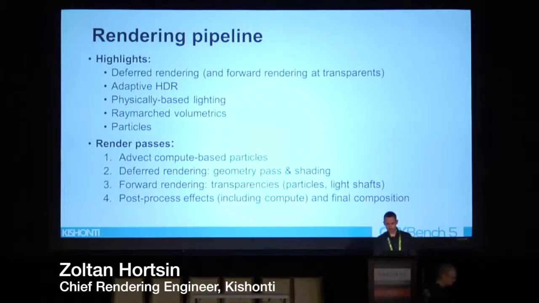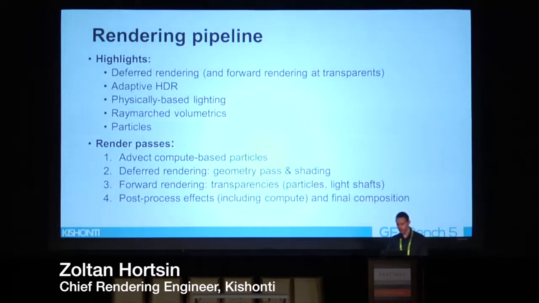So I would like to summarize the most important features of the rendering pipeline. It uses deferred rendering, but switches to forward rendering at the transparent object. It is HDR rendering and using adaptive tone mapping. The lighting model is physically based lighting. Another feature is light shaft, which is based on a ray marching algorithm, and the particle systems are compute based.